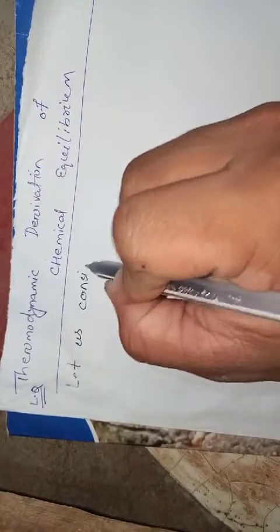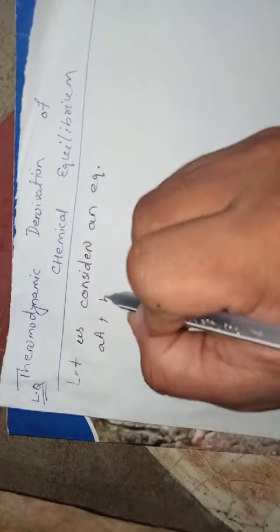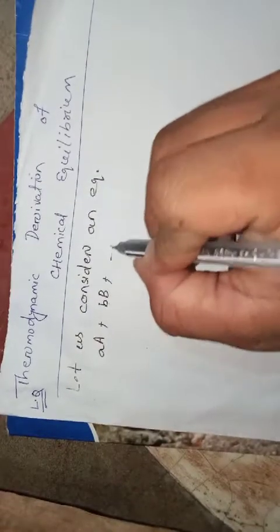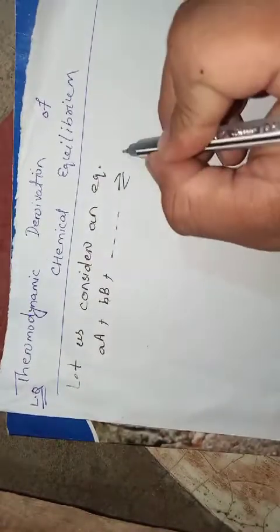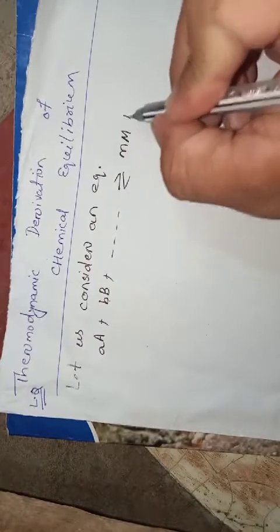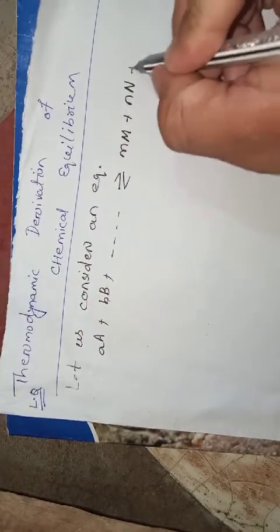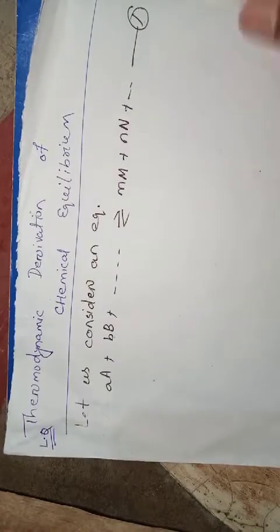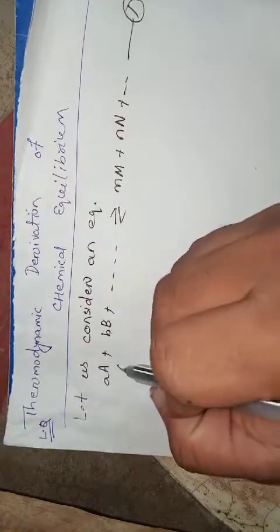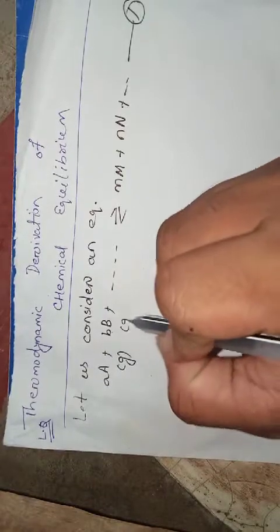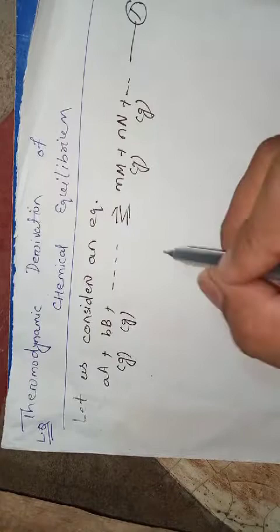Let us consider an equation: small a capital A plus small b capital B equilibrium small m capital M plus small n capital N. We will take this as equation 1. All the substances are in the gaseous form, and this is the sign of equilibrium.